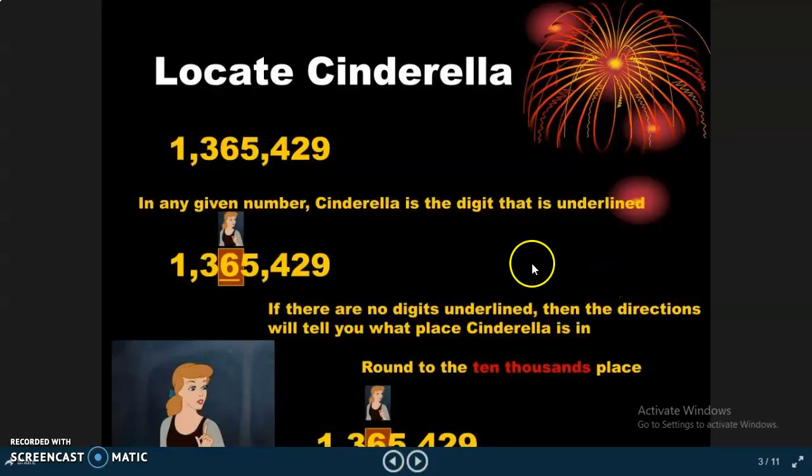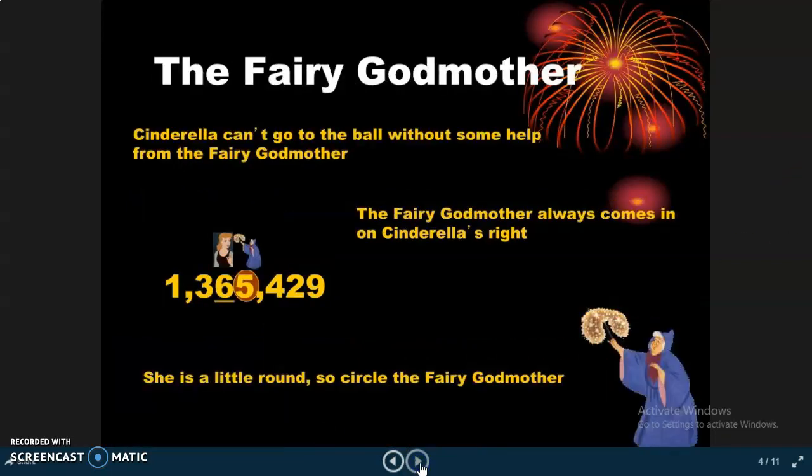So, first of all, you're going to locate Cinderella. And just ignore the fact that this number goes all the way to the millions over here. You could just pretend like you're looking at 365,429. But in any number, Cinderella is always the digit that is underlined. And so right now we would be rounding to the 10,000s place because they've underlined the 6, which is in the 10,000s place. And so, of course, you would just look to your directions to tell you what place Cinderella is in, and you'd underline it, just like we've been doing.